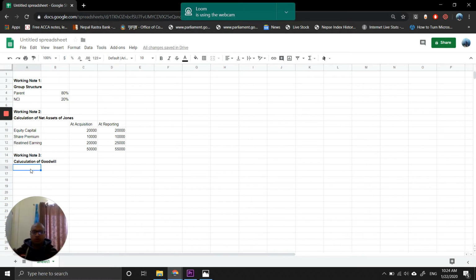So when you're calculating goodwill, there are two methods, right? You have a choice between the fair value method or the net assets method, but in this particular question, the question clearly mentions that we need to use the fair value method. Okay, so when you're calculating your goodwill, first of all, cost of investment. So let's merge this cell as well, and then fair value of non-controlling interest.